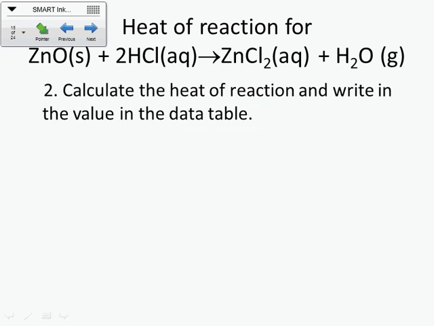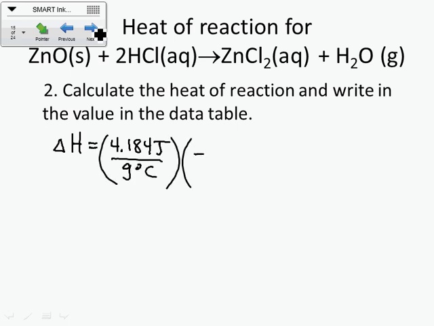All right, calculate the heat of reaction and write the value in the data table. So same basic process here. We've got our delta H is equal to 4.184 joules per gram degree Celsius times our mass of 50.96. Is that what we said? I'm very bad at remembering numbers too. And then 4.4 degrees Celsius, right? For the temperature change.